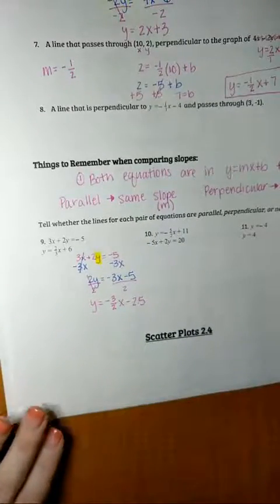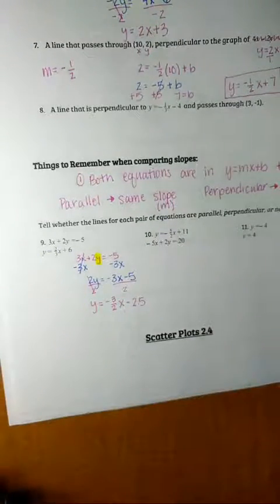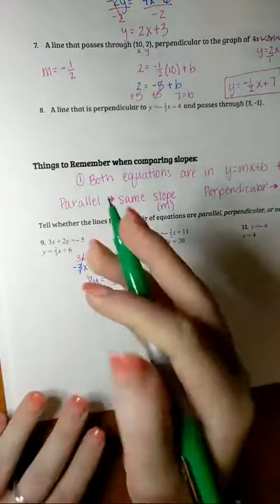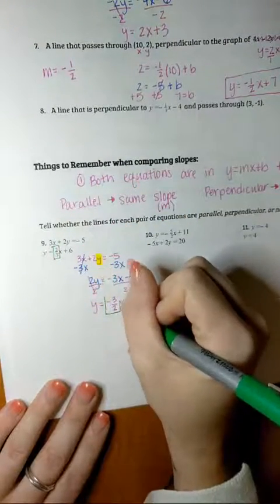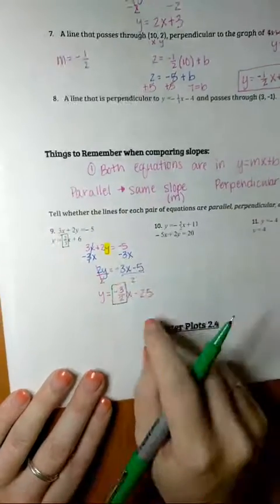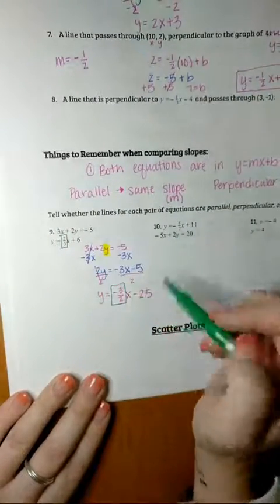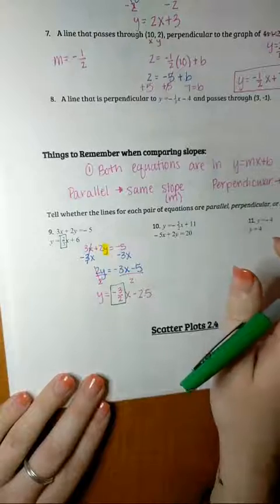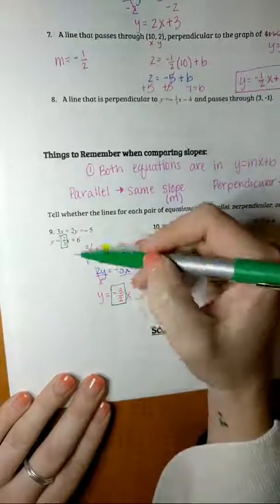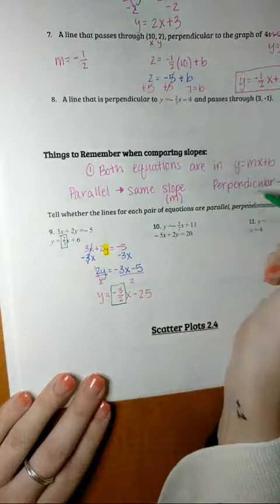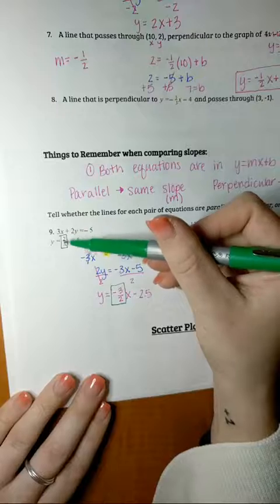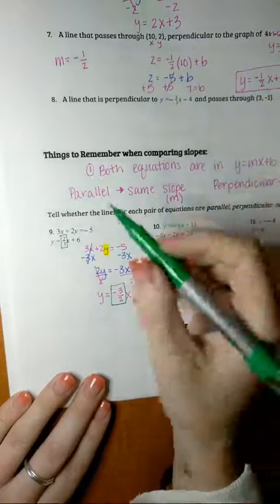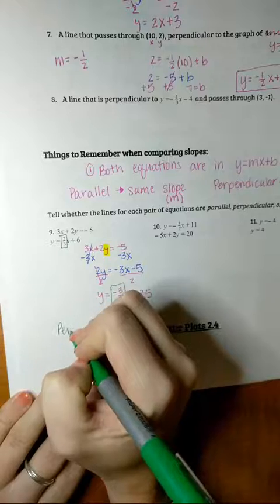Okay, so now we are just looking at the slopes. So I've got this one that is 2/3 and this one that is negative 3 halves. So obviously they are not the same, so they are not parallel. But they are opposite, so that's the first step in them being perpendicular. And if I were to flip this one over, it'd be 3 over 2, just like this. So these are perpendicular.